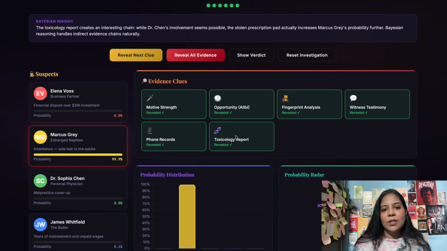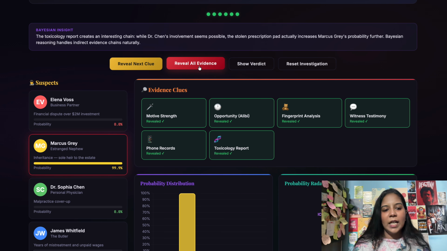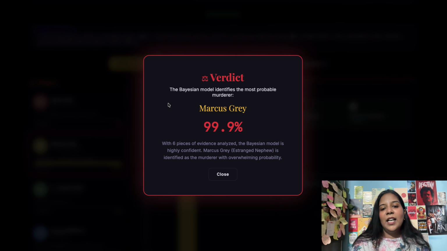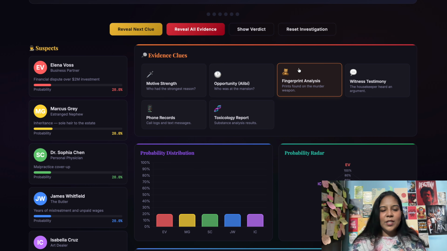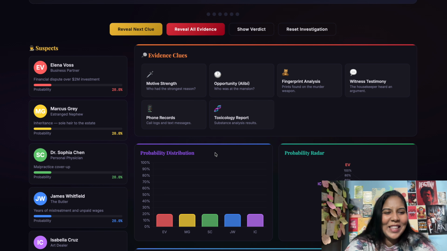Okay, reveal all evidence. I just revealed it and it is 99.9 percent. So dramatic. Yeah, Marcus Gray is the guy who did the murder. This is what the data says. But we can't just go with that. It is about the probability match. It is purely on the data, just like the regular law, where they look at the data, right? So this is how this particular thing works.